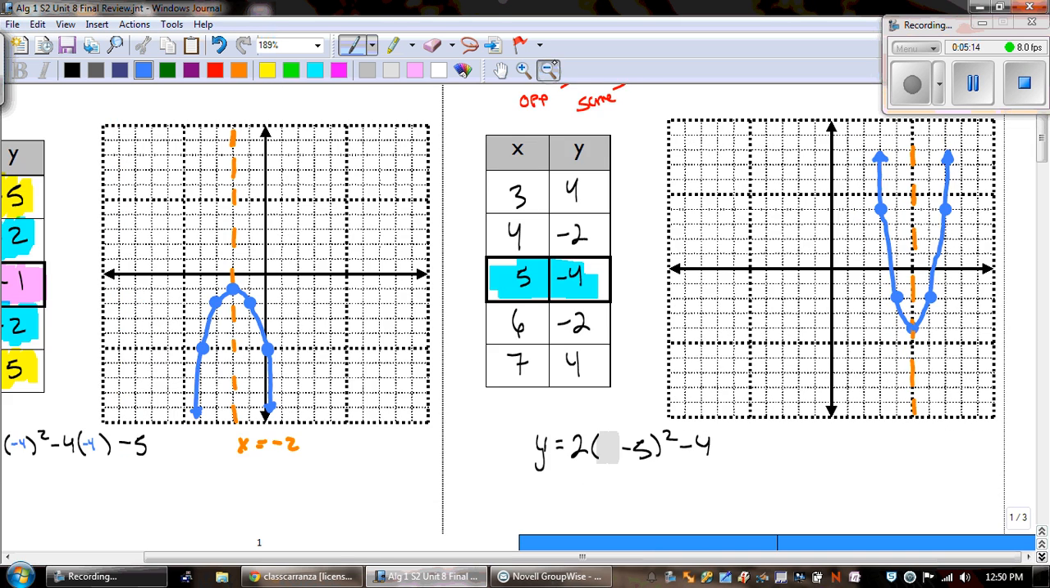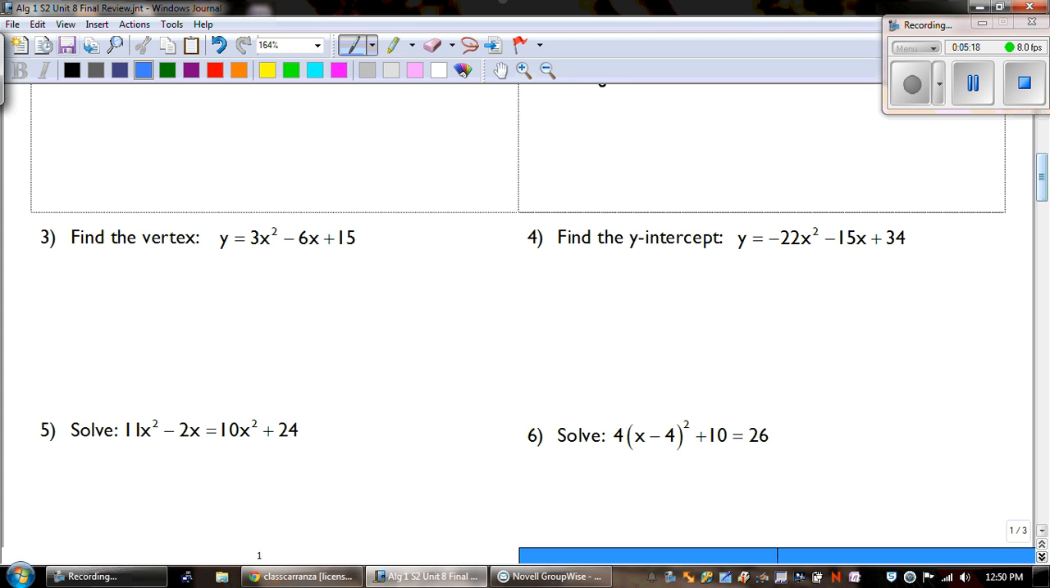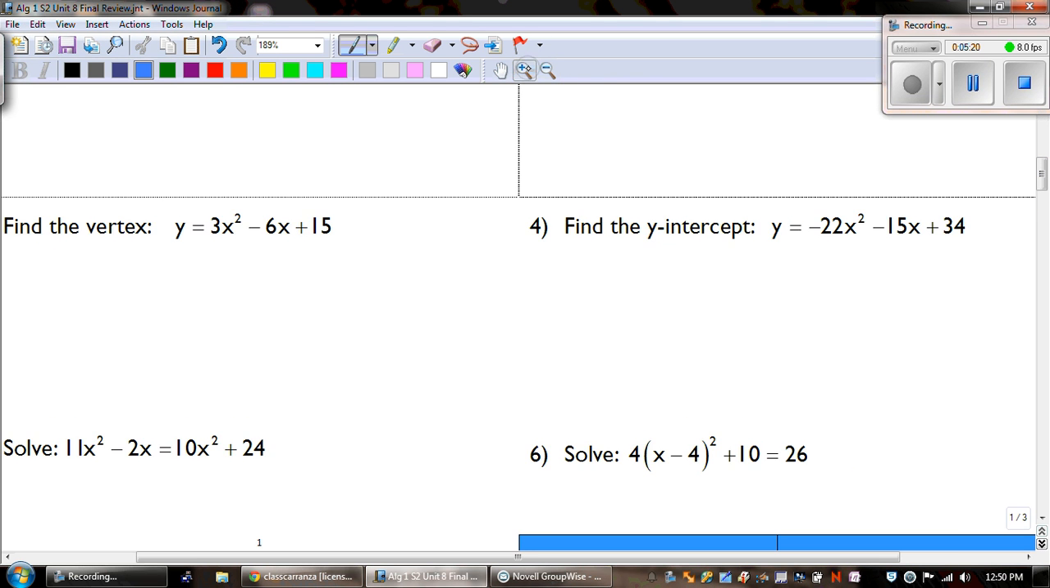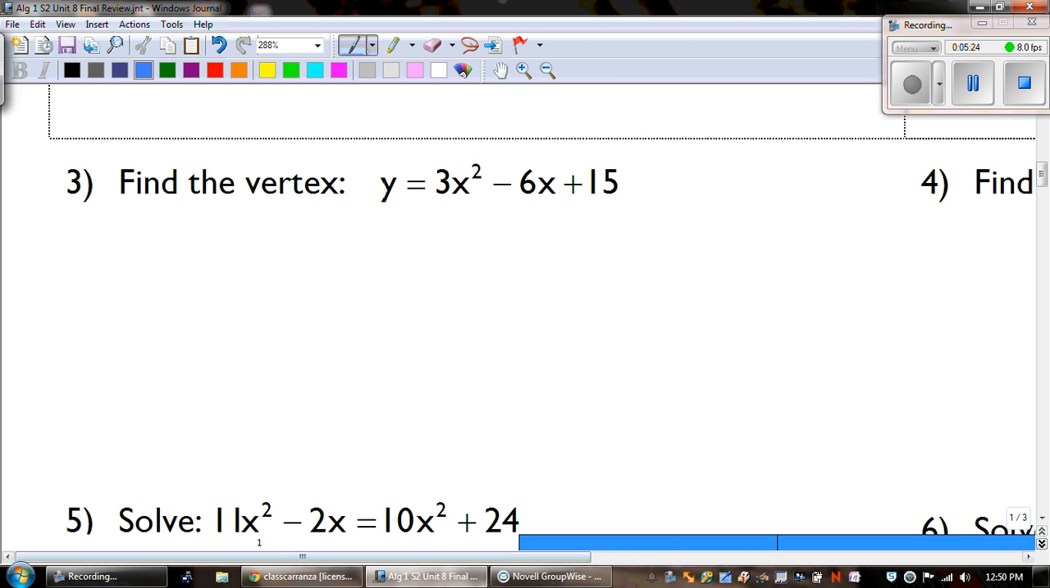All right. Moving on down. Number 3 says to find the vertex. Okay, so the vertex is the middle point. So we're going to use the vertex formula, which is the opposite of b over 2 times a. So there's my a, there's my b, and there's c. So the first step is to find the vertex.